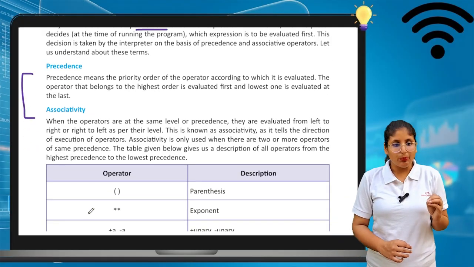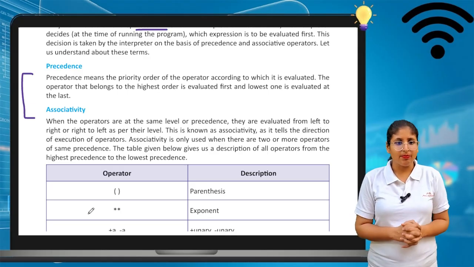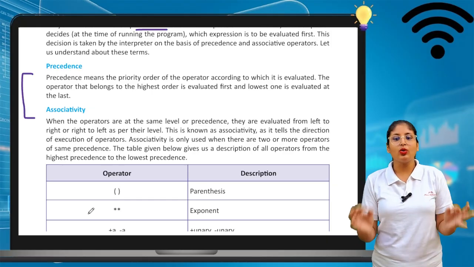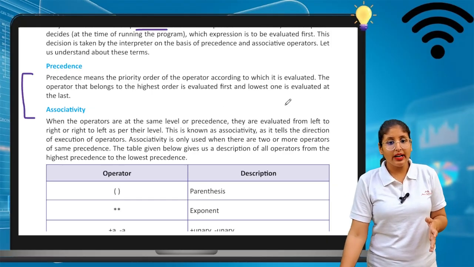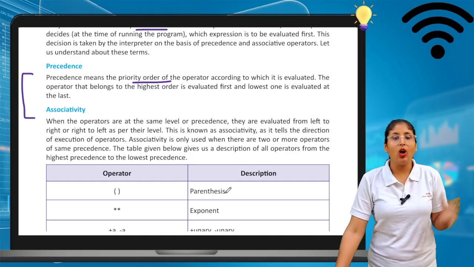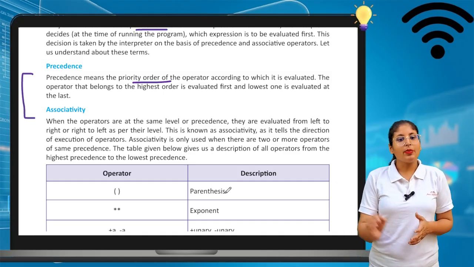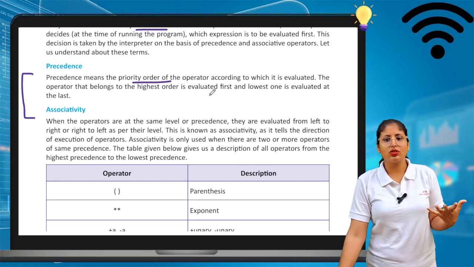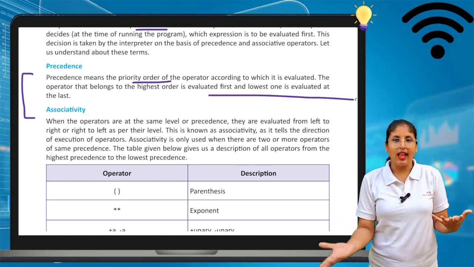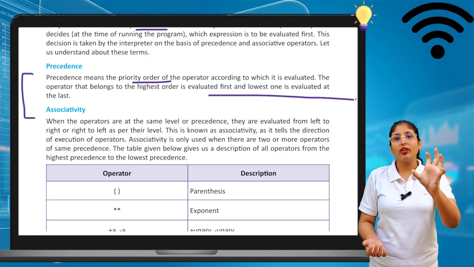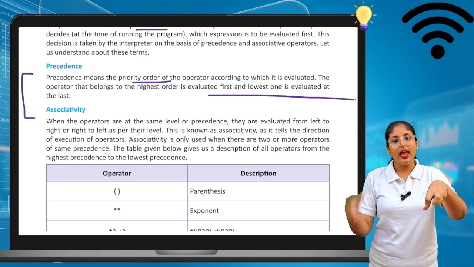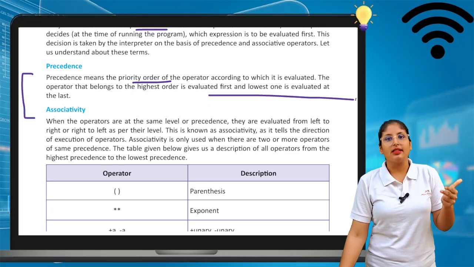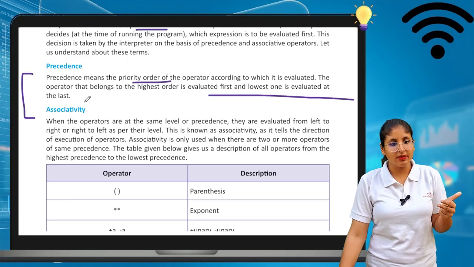What do they do? Starting with precedence. Precedence means the priority order of the operators according to which they are evaluated. So it tells the priority order of how they are evaluated. The operators that belong to the highest order are evaluated first and the lowest order are evaluated last. Okay, this is precedence.